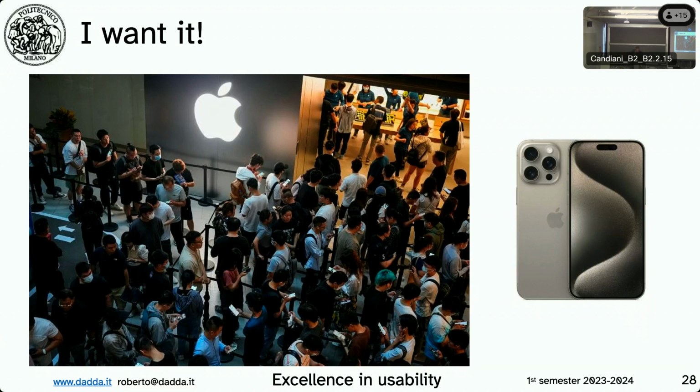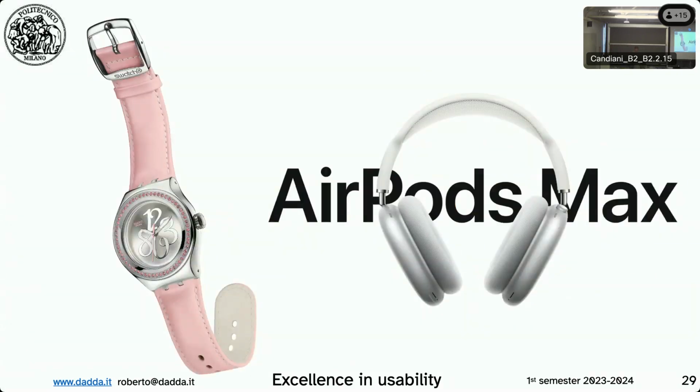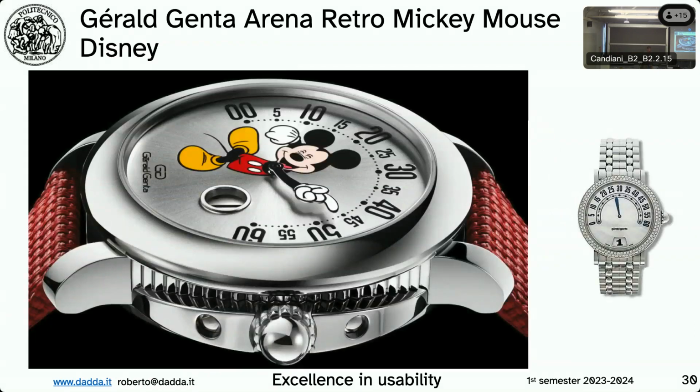Say, the emotion is, I want it. You know, this is the line that was in Milano when this came out. It's the 15 Pro Max. You know, I am not like that. I ordered on the internet and waited maybe 2 months to have it. But people were there at 2 o'clock in the night to have it emotionally. They wanted to have it. These are the type of things that are emotionally driven. Watch like that. AirPods. AirPods is an incredible thing. And it costs a lot of money. And people want it.